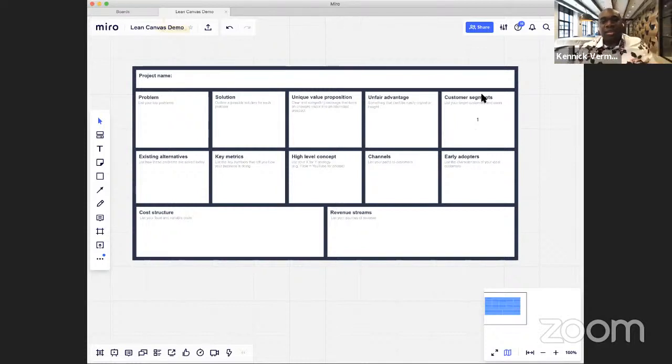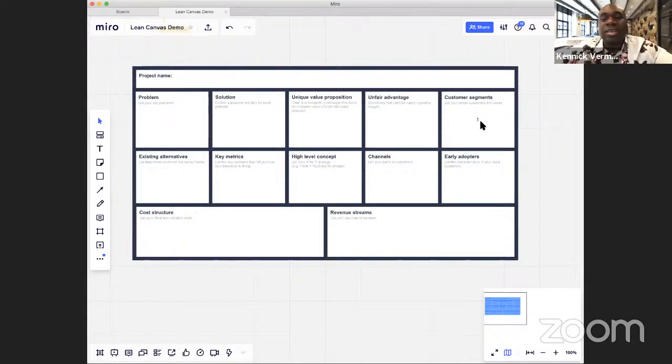customer segments. So with any new product or service, you definitely want to spend the time looking at who your customer is. I would even say that you want to spend the most time with your customers, because the person that understands their customer the most is the person that has the biggest opportunity to create a product and service that they love.